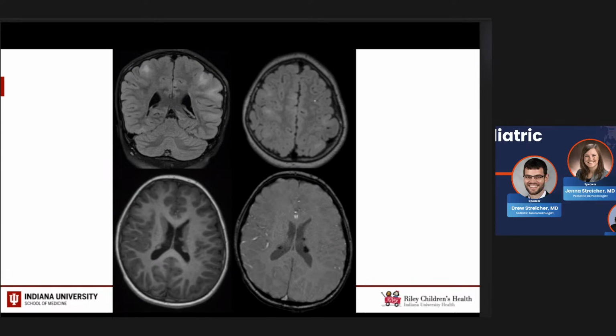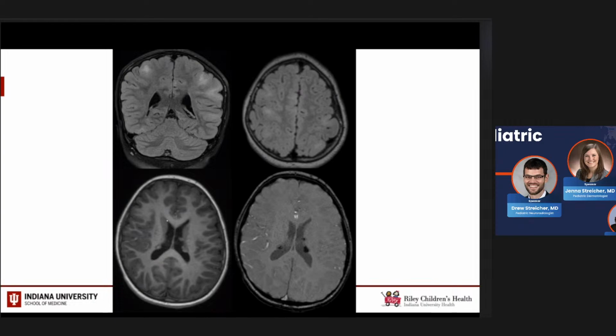Top right image is an axial FLAIR sequence, again showing these areas of ill-defined T2 FLAIR hyperintensity in the subcortical white matter, right frontal, left parietal, left posterior frontal, again blurring the gray-white interface, and you may or may not see the associated radioglial bands.